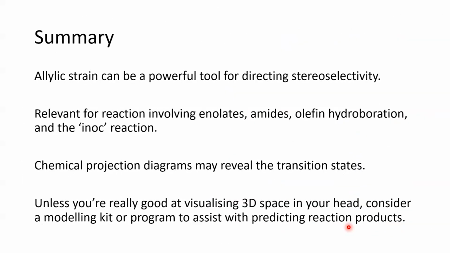So to summarize, allylic strain can be a powerful tool for directing stereoselectivity. It's relevant for reactions involving enolates, amides, olefin hydroboration, as well as the Ireland-Claisen reaction. Probably the most important thing to be able to do is to be able to draw these chemical projection diagrams, because it's only by visualizing the transition states that you can understand where the stereochemistry will be retained. So unless you're really good at visualizing things in 3 dimensions in your head, consider a chemical modeling kit or some sort of computer program to assist you with visualizing these transition states.